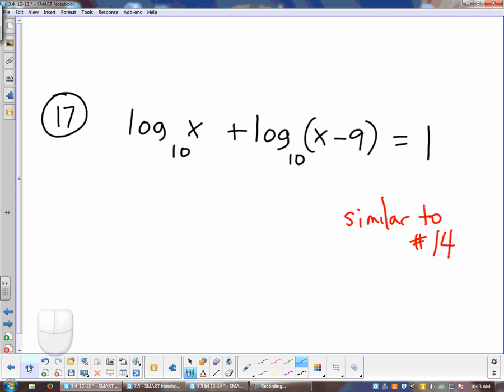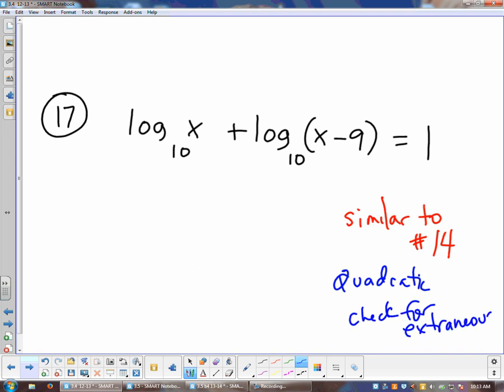Because on this problem, when you use a property of logarithms that we talked about yesterday, you may end up with a quadratic, right? Because you're going to have x times x minus 9. So just be on the lookout for what's in the domain, plug them back in and check them. It's very important to check for extraneous solutions. All right, quadratic, check for extraneous solutions. Are we okay with this?